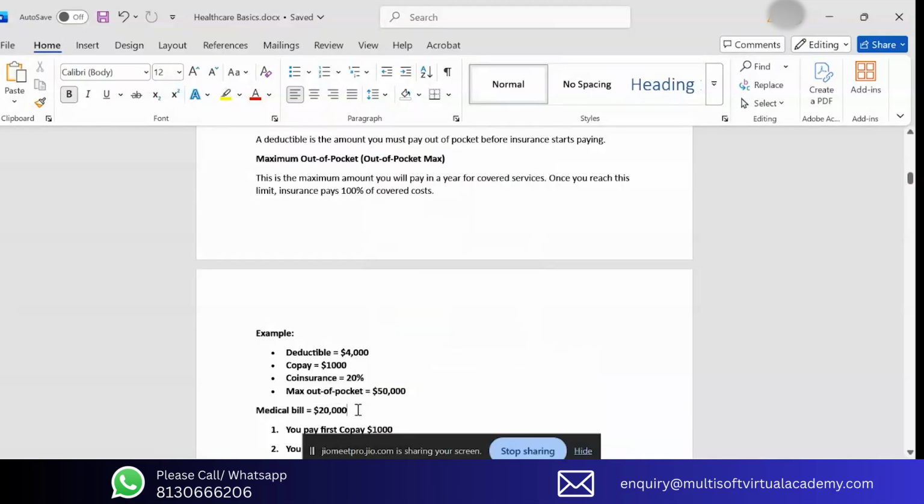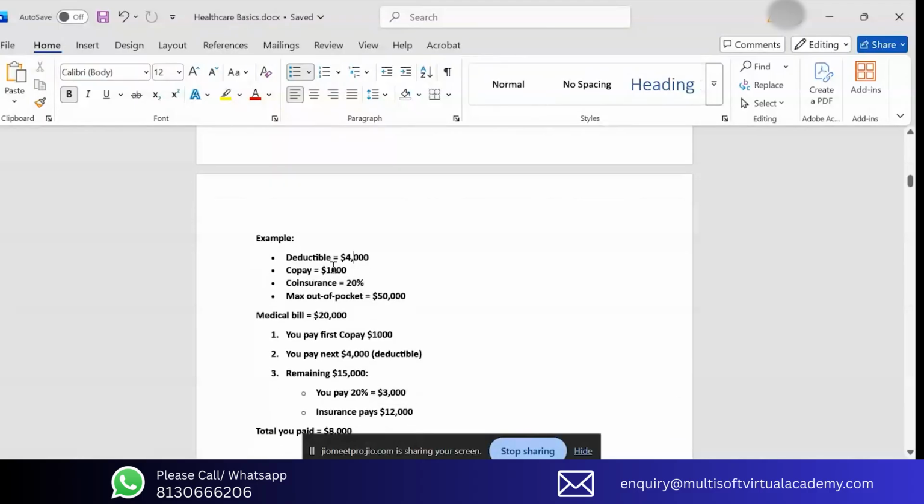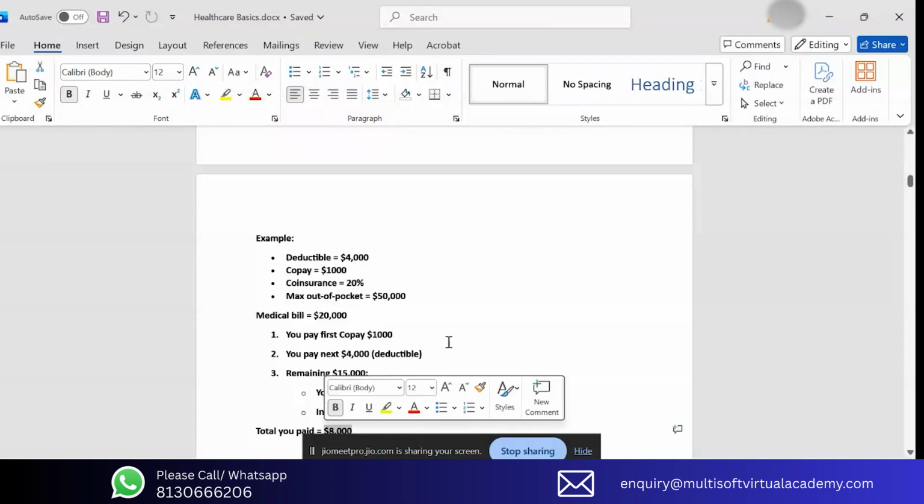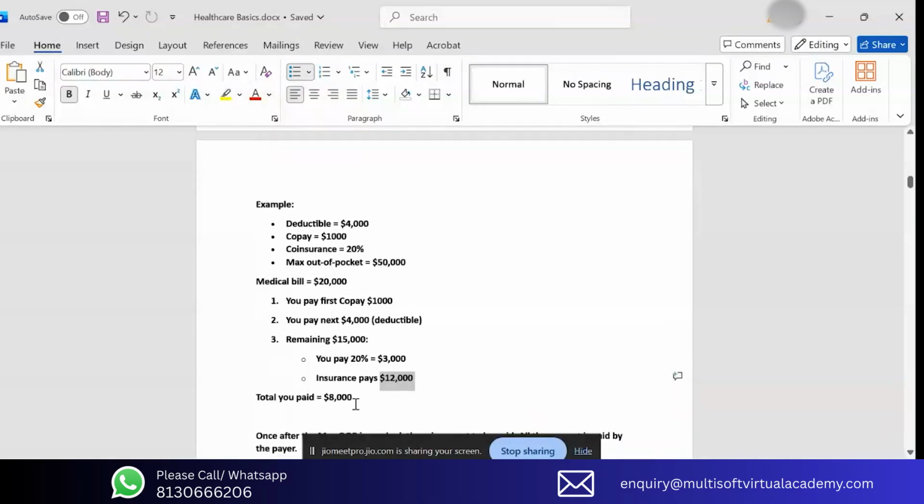So in that 15,000, your 20% co-insurance is 3,000. So totally you will be paying 4,000 plus 1,000 plus 3,000, so $8,000 you will be paying from your pocket. Your total bill amount will be $20,000. So $8,000 you should pay from your pocket, and the remaining $12,000 insurance will pay. Clear? Yep. So if this is the first visit, in the second visit, again you're paying some amount. Third visit, you have reached your max out of pocket.